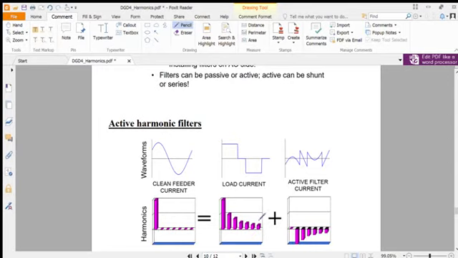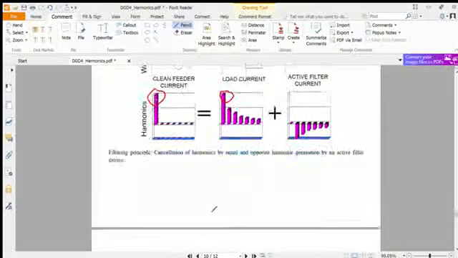So what is the remedy technique? If we add the active harmonic filter, it cancels out these components. You see this component on the negative side, this one cuts this one, this cuts this one, and then only this one remains. This is the fundamental one that we are looking to extract. This is our desired one. So here is the principle of cancellation of harmonics by equal and opposite harmonic generation by an active filter device.